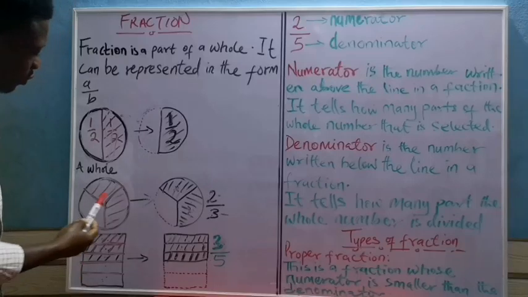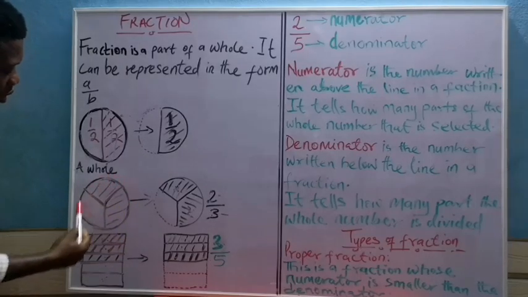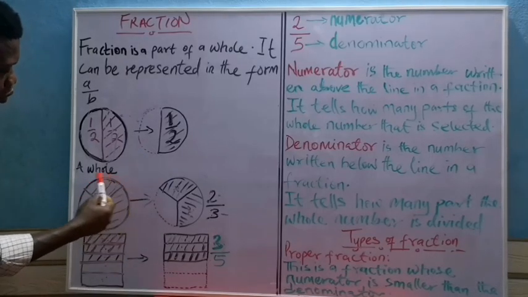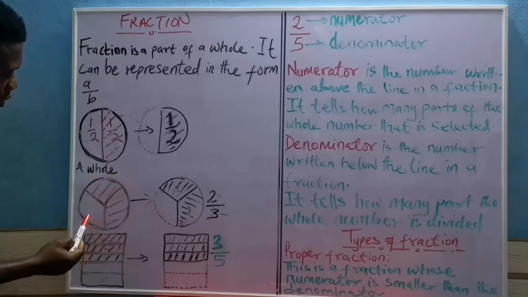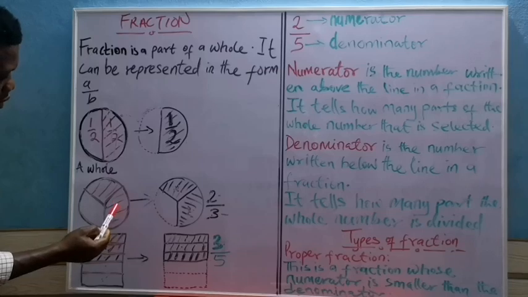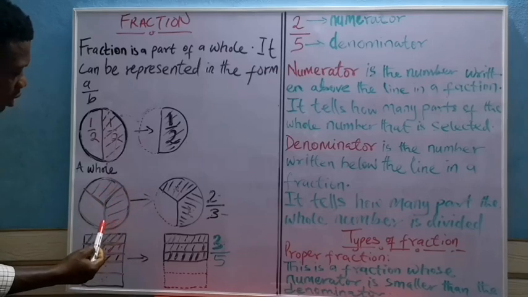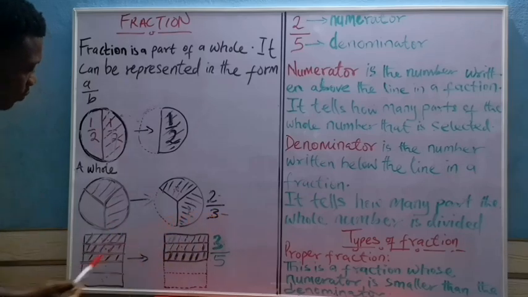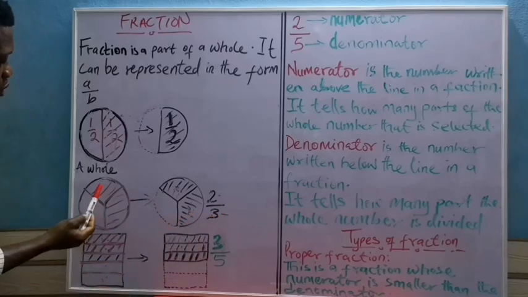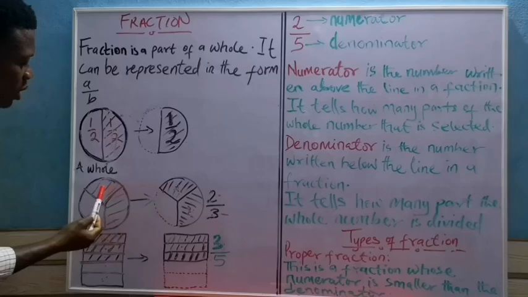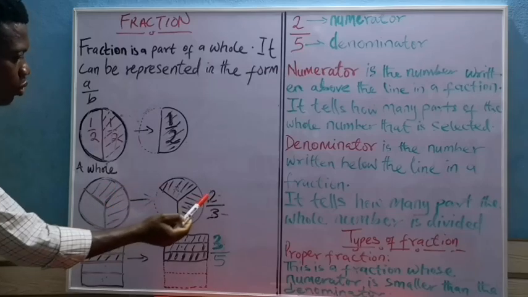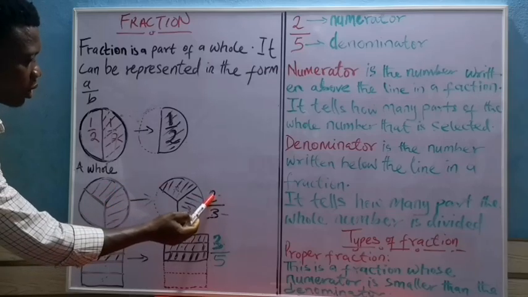Okay? Now over here, you will see that this whole apple has been divided into 3: 1, 2, 3. So the number of parts the whole is divided into is the denominator, which is the 3 we have here. And how many are selected? Only 2. So the part selected is the numerator. We selected only 2 parts, 1, 2, which is our numerator.